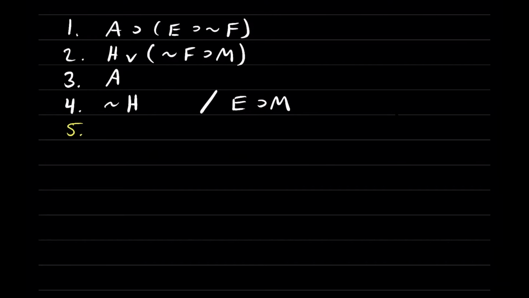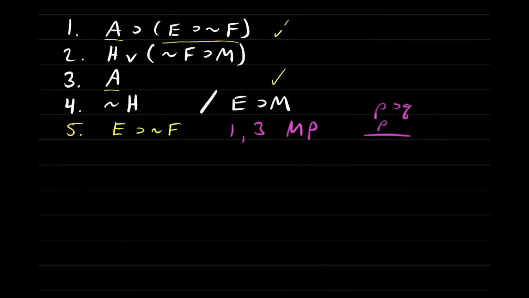I think the easiest thing to recognize here is that line 1 is a conditional, and in line 3, you've got the antecedent of that conditional, A. So again, just to make this really clear, line 1 says, if A is true, then this entire expression in parentheses has to be true. And line 3 tells us A is actually true. That means the consequent of that conditional inside parentheses has to be true. So on its own line now, we're going to get E implies not F from line 1 and line 3 by Modus Ponens. And again, just to be really clear, Modus Ponens: if P implies Q, P, therefore Q.